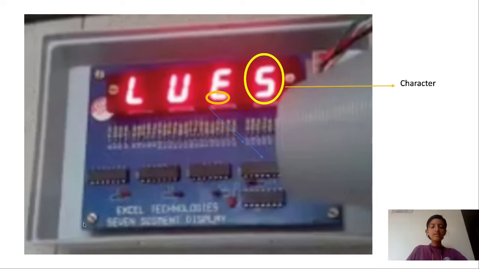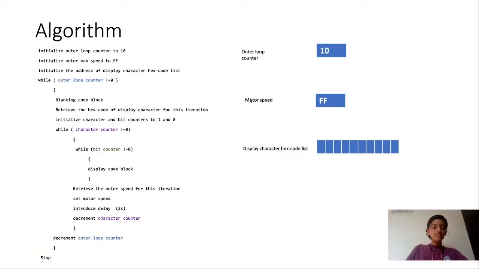Now each number we display is a character and it's made up of 8 bits, and the character counter tells us how many characters we can display. So if it is 5, then 5 characters will come in a rolling fashion. For this particular experiment we need the character counter to be 1. Now let's have a look at the algorithm of the code which will come next.